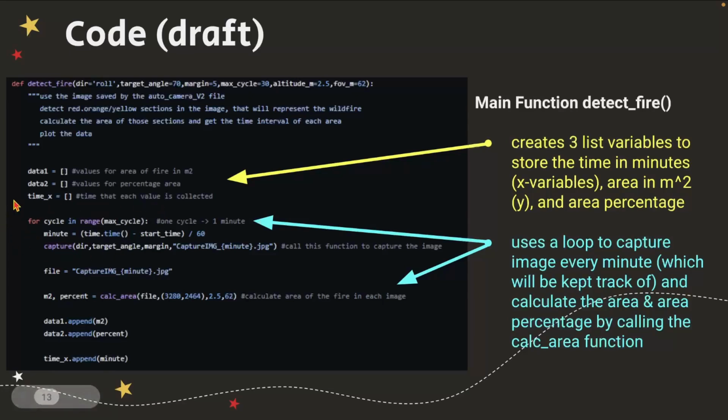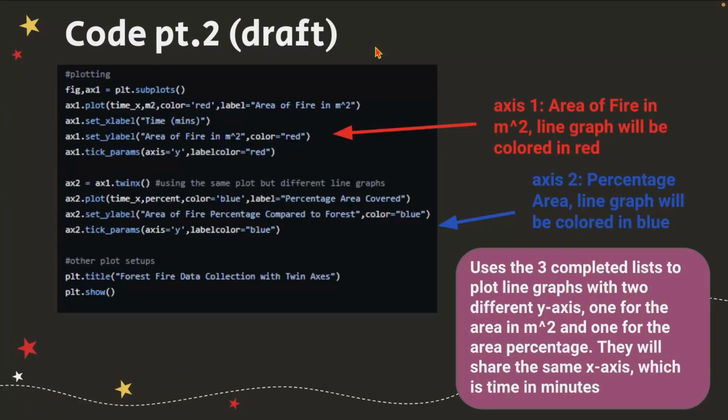So right here, we have a loop that runs depending on max cycle, which in this case will represent the amount of time that we want the data to be collected, which is 30 minutes. And for each cycle, we will run the calculate area function to get the areas, and then we will append it back to Data 1 and Data 2. So right here, we adjust the settings of the graph to make it more clear to us so we can actually look at the comparisons between the areas of the fire in different times.